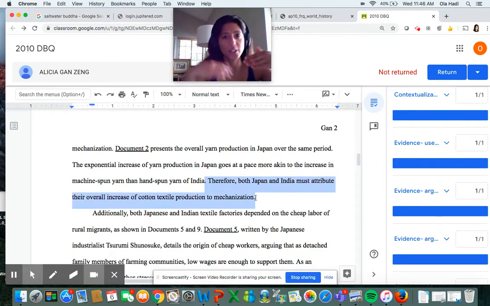Therefore, now she's going to argue. So she got both documents, accurately presented them. Then she's going to argue, "Therefore, both Japan and India must attribute this overall increase of cotton textile production to mechanization." She connects it back to her thesis. Here's my similarity. Very good.